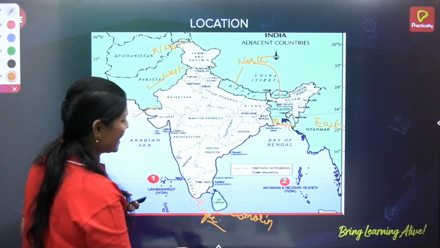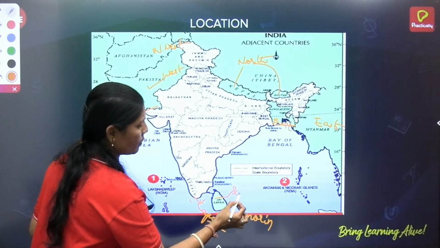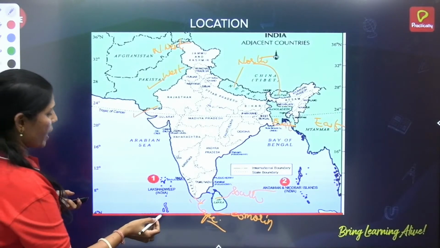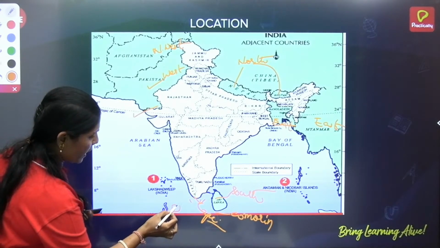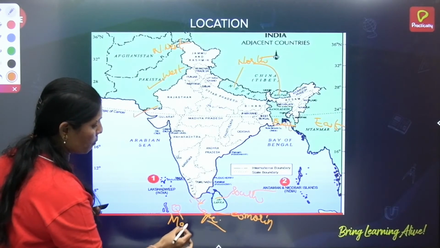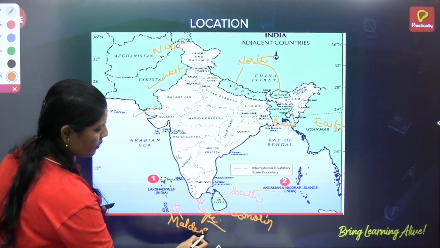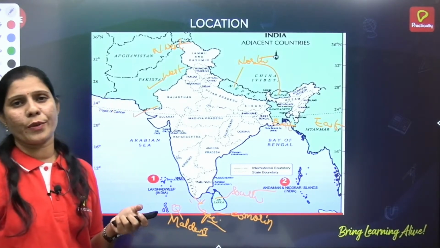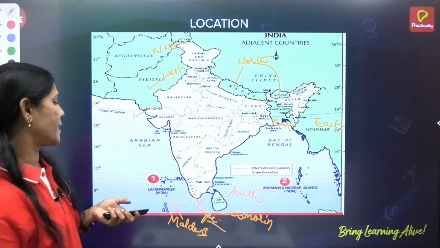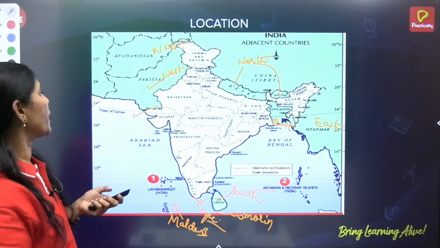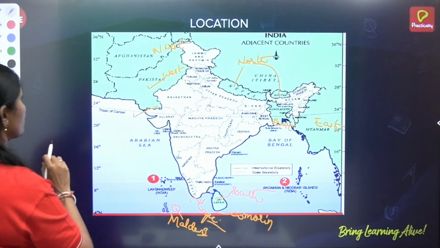And coming completely south, we see Sri Lanka, and a small group of islands we also find below here. They call it the Maldives. Maldives and Sri Lanka are the countries which are the neighboring boundaries of the south. Okay, so this is about that.